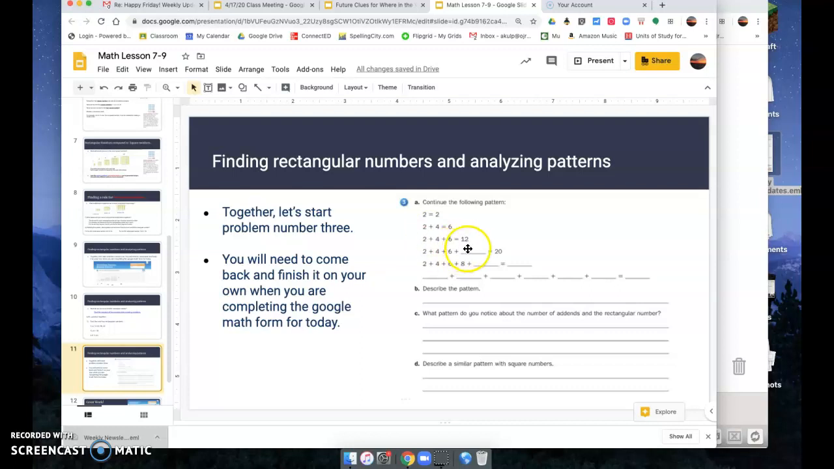And then I go down to the third one here, third row. 2 plus 4, that's what we had here, so they took the same thing. Now they added the next even number after 4, which is 6. 2 plus 4 plus 6 equals 12.